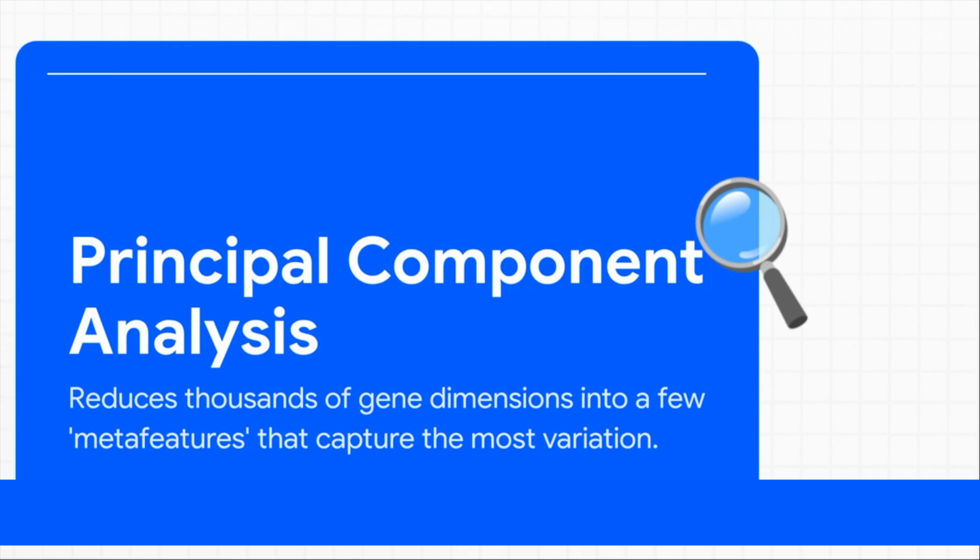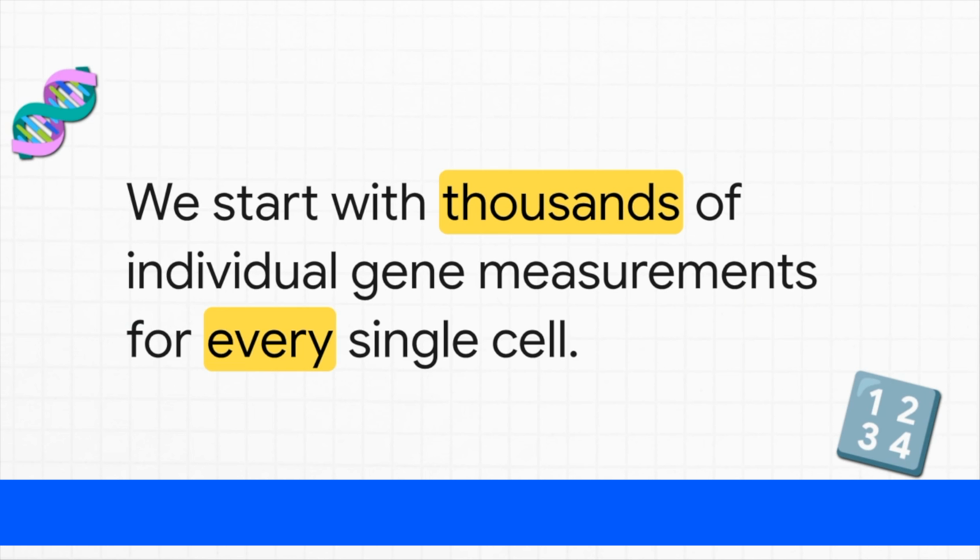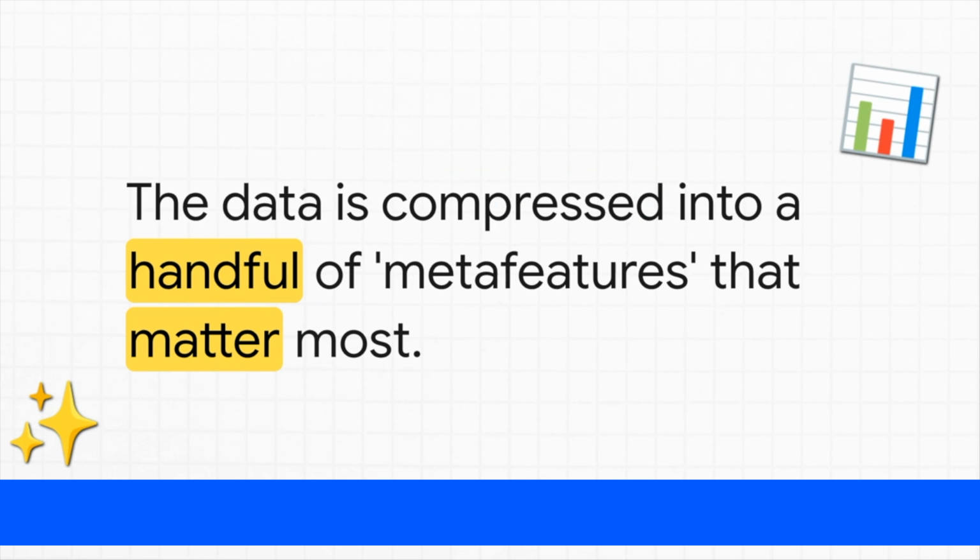in your data. So we're starting here with this massive, noisy, overwhelming matrix of thousands of gene measurements for every single cell. And we boil it all down to this. Now, each cell is just represented by its scores along a few of these powerful metafeatures. We're not in a 20,000 dimensional space anymore. We're in a much, much simpler space, maybe just 10 or 20 dimensions. And that makes it way easier to meaningfully compare cells.